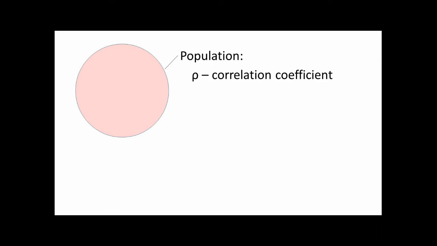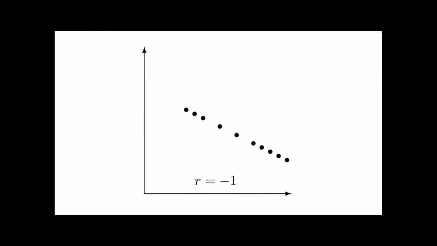But as it is usually impractical or impossible to measure each individual in a population, we usually just take a sample. A sample correlation coefficient is abbreviated by the lowercase letter r. A perfect negative straight line correlation would give an r value of -1, and a perfect positive straight line correlation would give an r value of +1. Data with no correlation would have an r value near 0.